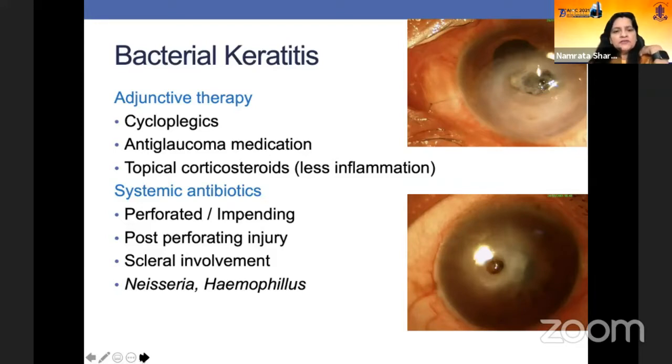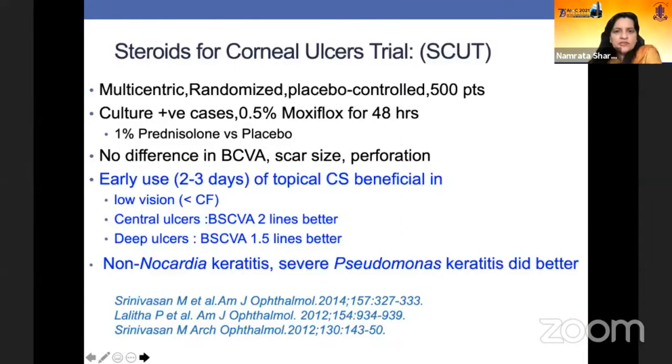Apart from this, the adjunctive therapy can be used in the form of cycloplegics, anti-glaucoma medications, and topical steroids. And this, of course, is a double-edged sword, and we'll be discussing the steroids in the case of bacterial keratitis again. Systemic antibiotics, on the other hand, are required for perforated ulcers or impending perforation, post-perforating injuries, scleral involvement, or when the organism is Neisseria and Haemophilus.